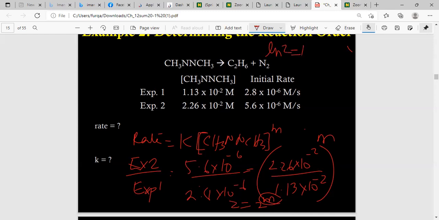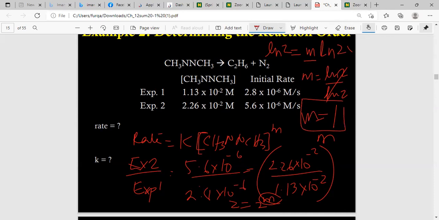So ln 2 is going to be equal to m ln 2. That's how I bring the power down. That's how we solve it, right? So m is equal to ln 2 over ln 2, which equals 1. So the reaction order is first order.